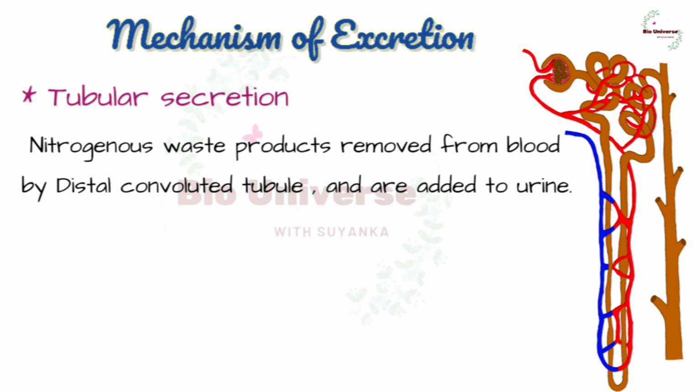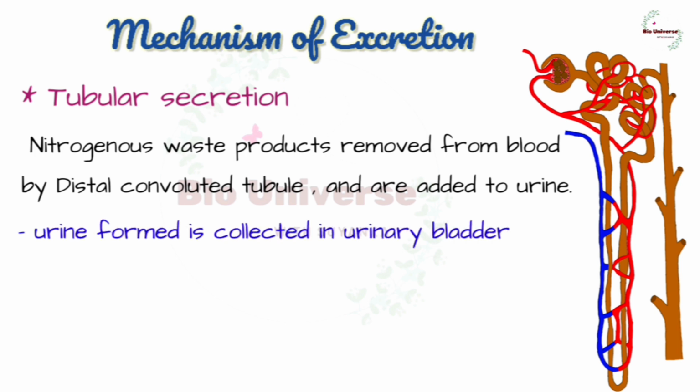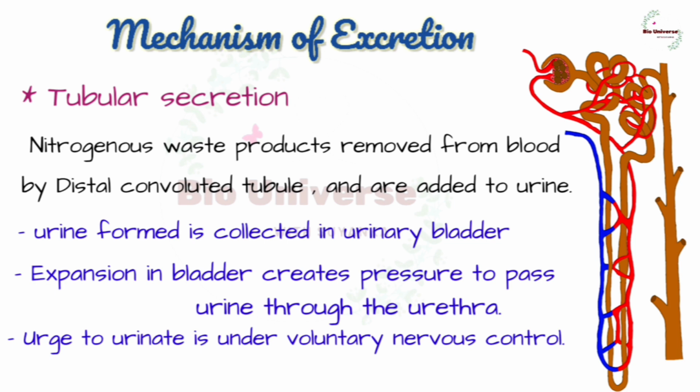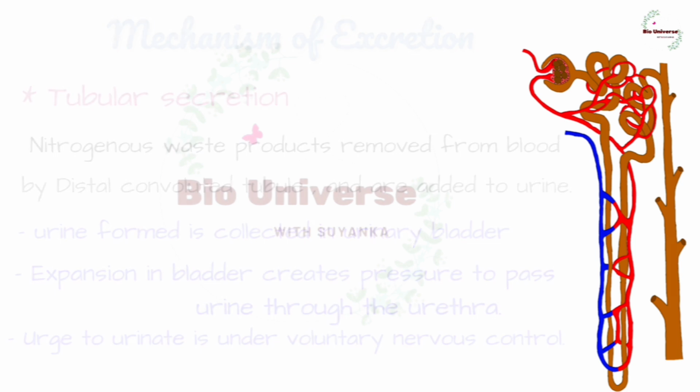The urine that is formed continuously collects in the urinary bladder. As the bladder expands, its pressure creates an urge to pass urine through the urethra. As the bladder is muscular, the urge to urinate is under voluntary nerve control.